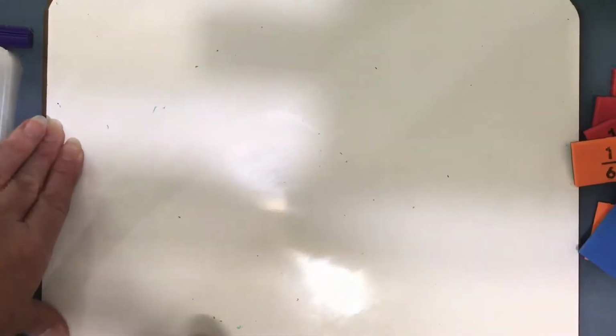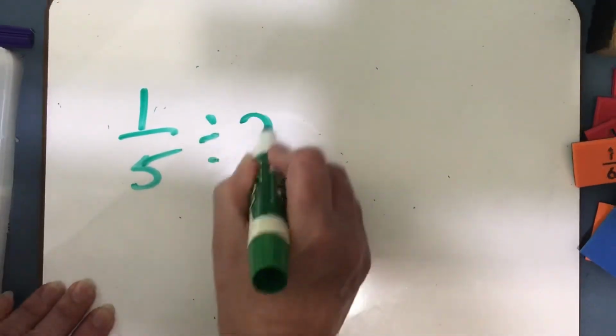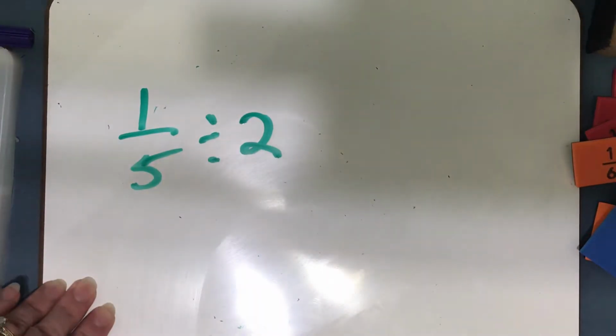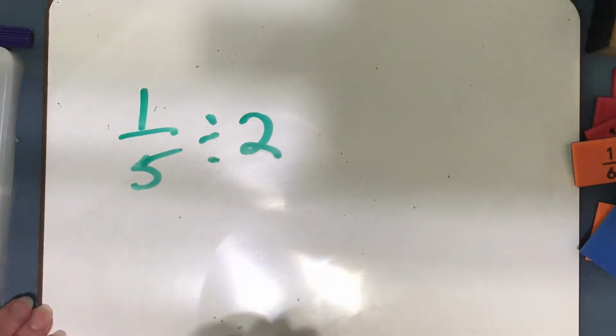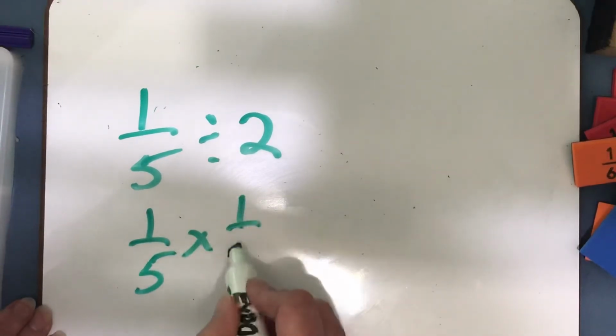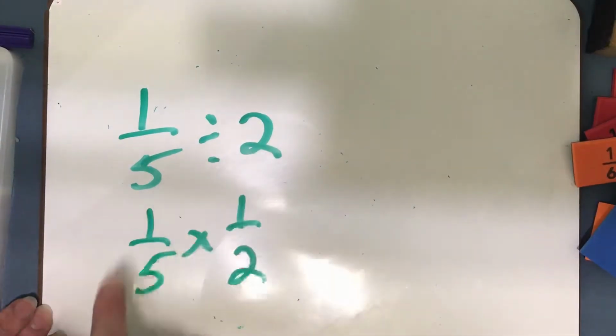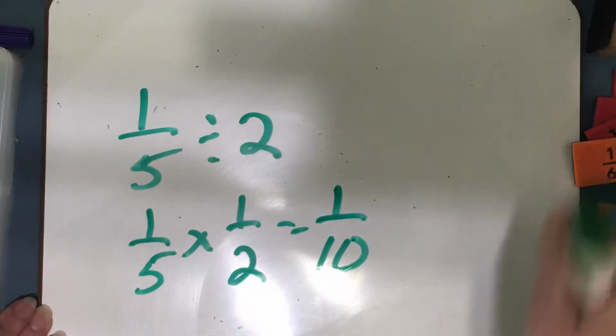Let's do another example. Let's do 1/5 divided by 2. Okay, so if there is 1/5 of the cake left and 2 people are going to share it, we have 1/5 times 1/2, because we multiply by the reciprocal of the divisor. Each person would get 1/10 of the cake.